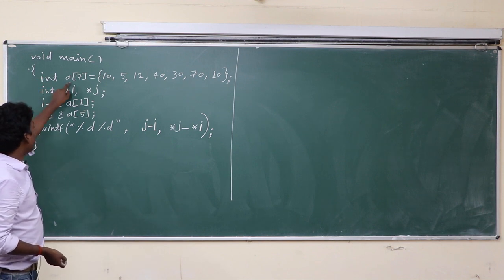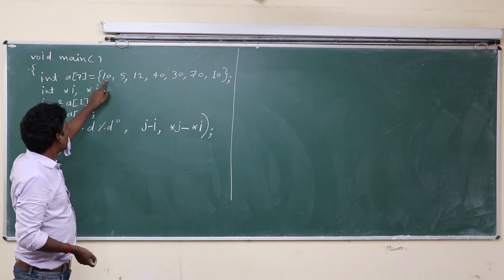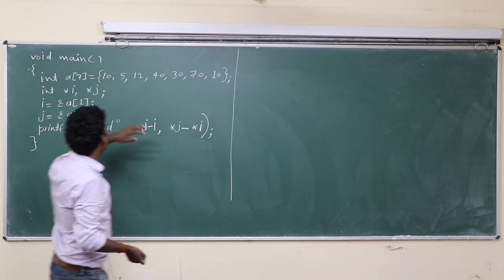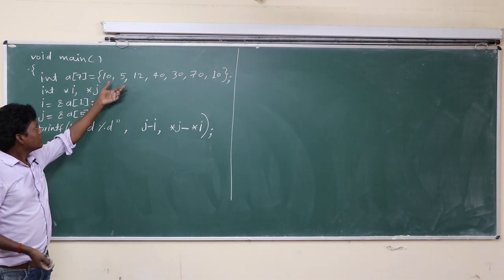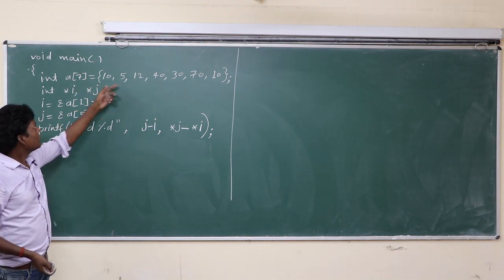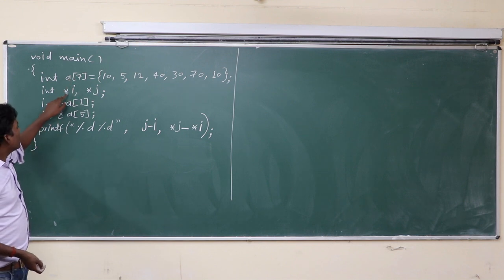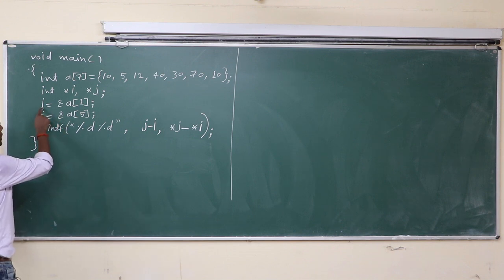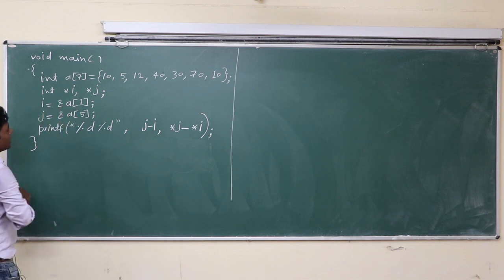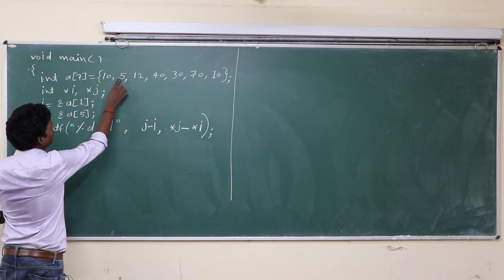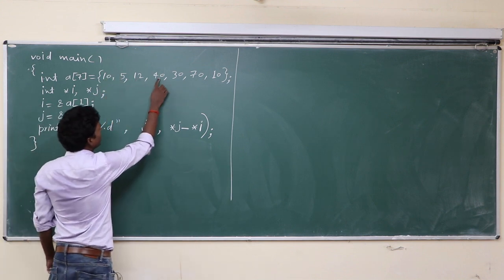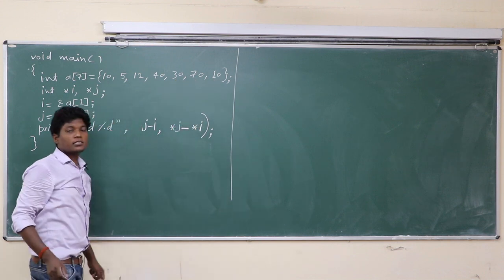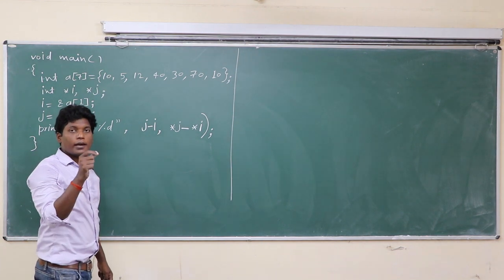int A of 7 equal to 10, 5, 12, 14, 40, 30, 70. There are 7 integer elements in array A. I and J are 2 integer pointers. Basically class, this is the A of 0, this is the A of 1, A of 2, A of 3, A of 4, A of 5, A of 6. Total there are 7 elements from A of 0 to A of 6.